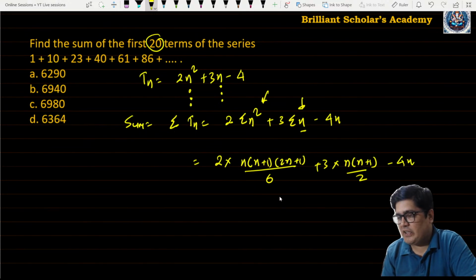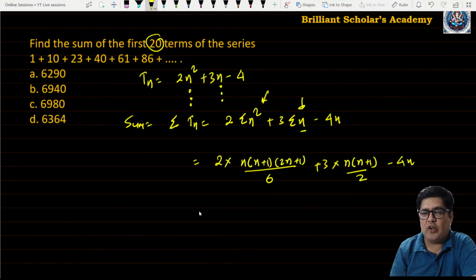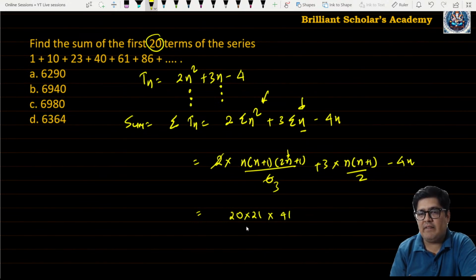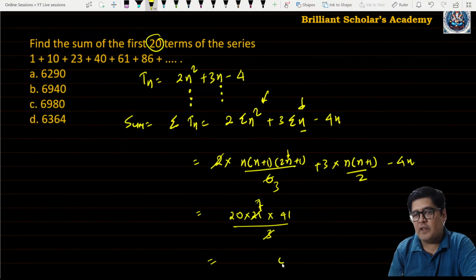I need 20 terms summation. So I'll put 20 in all of them. This and this cancels out. I'll put 20. So 20 into 21. I will put 20 here. 41 upon 3. This will cancel 7 times. So 7 into this gives me 287 into 20. 0 here. 287 into 20. So I'll have 4 here. Carried over 1. 7 carried over 1. So I have 5740 plus.